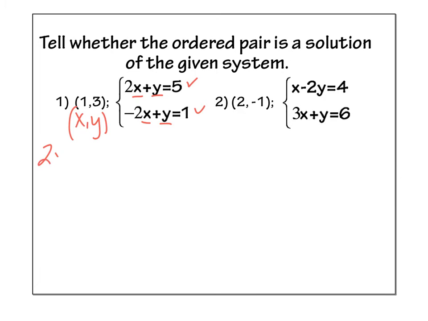So let's take a look at the top equation. 2x plus y equals 5. I will substitute 1 for x and, I'm sorry, 3 for y. My mistake. Let's fix that.